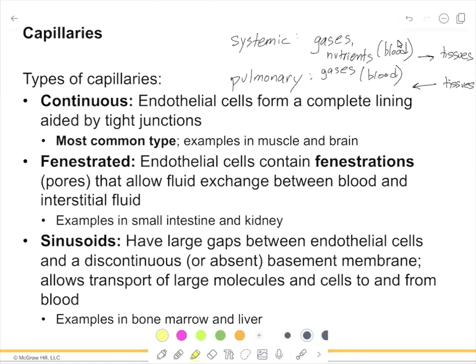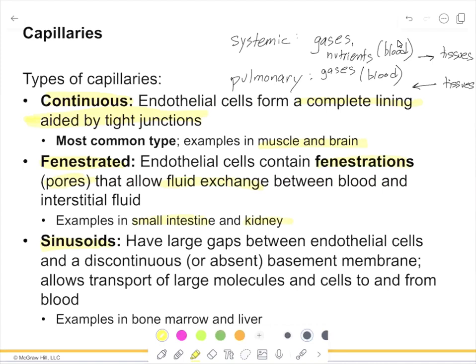So the three types of capillaries are continuous, fenestrated, and sinusoids. The continuous are defined as having a complete lining that's aided by tight junctions. So the most common example is in the muscle and the brain. The next group has fenestrations, which are pores that allow for fluid exchange between the blood and the interstitial fluid. The examples would be in the small intestine as well as the kidney.